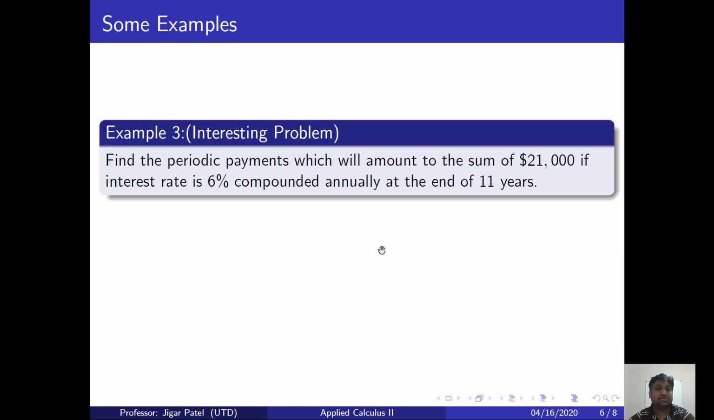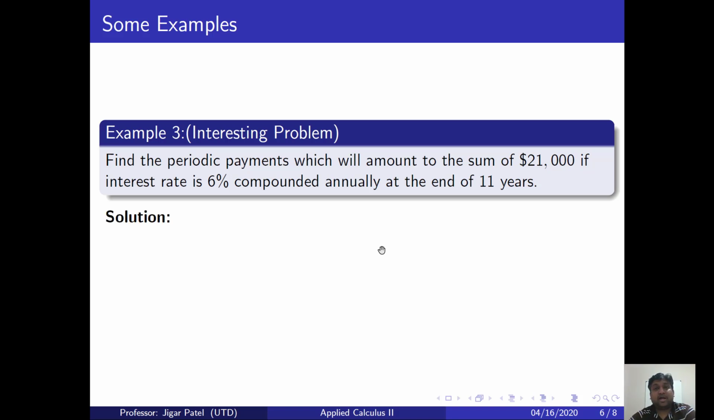Okay, here is the question. Find the periodic payment which will amount to the sum of $21,000 if the interest rate is 6% compounded annually at the end of 11 years. So suppose somebody is planning to buy something after 11 years and he would like to get $21,000 annuity at the end of the 11th year. What is the periodic payment he will have to make? As I said, it's a practical question.